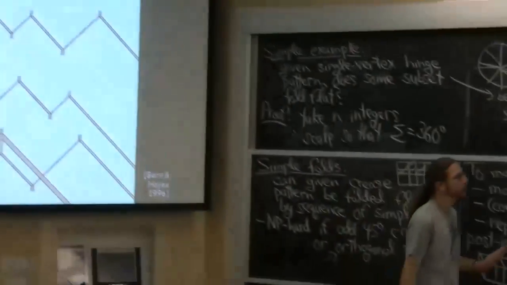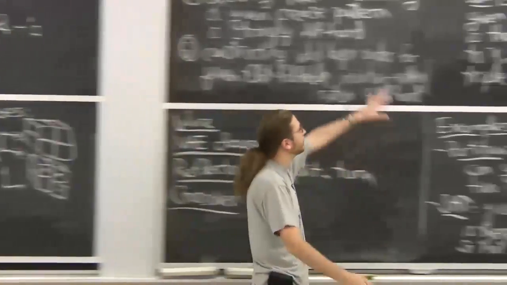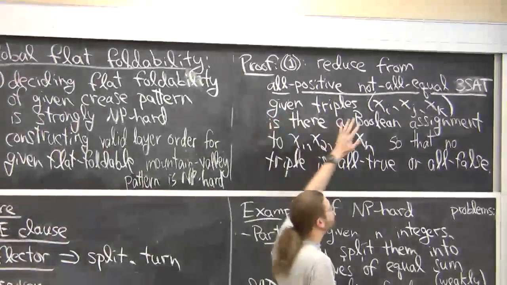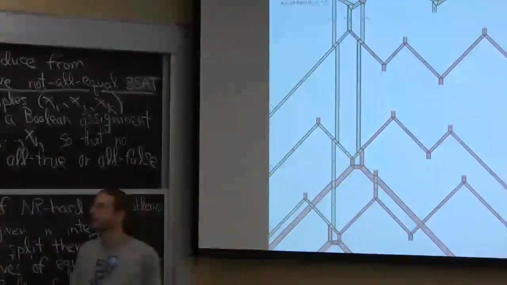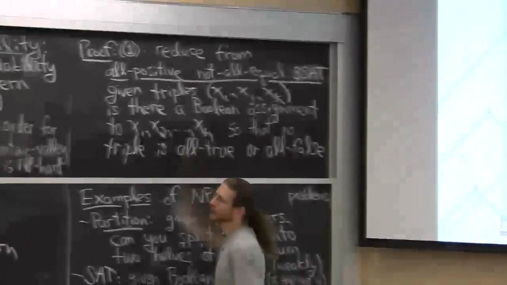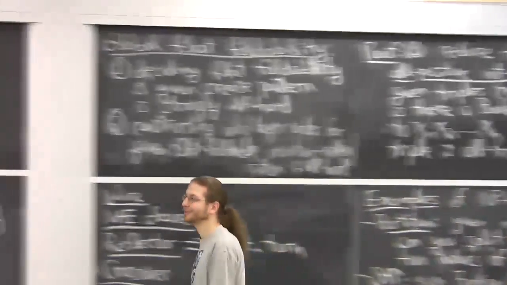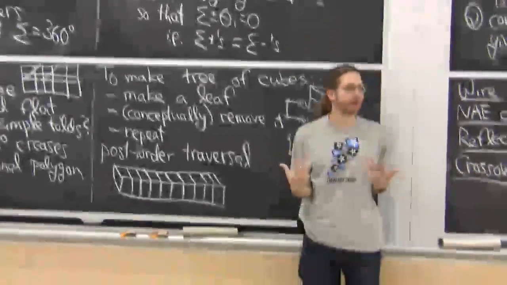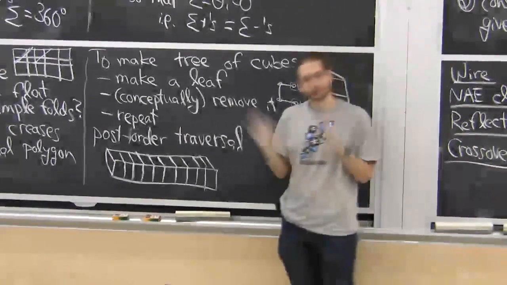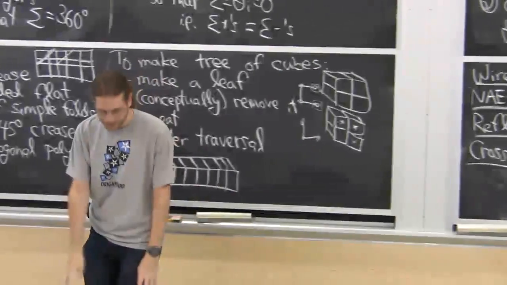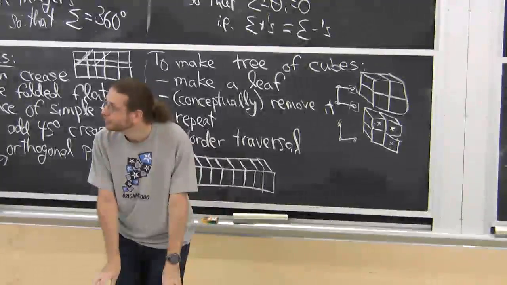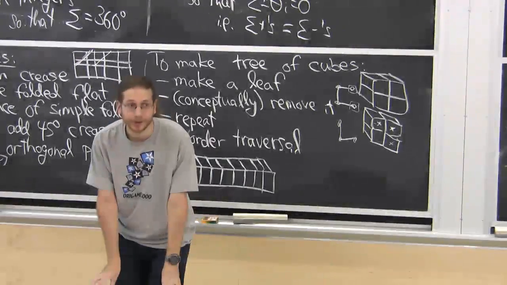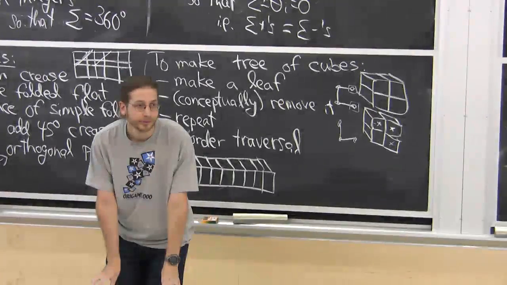Remember, we're given as input one of these not all equal 3-SAT problems. I give you a bunch of triples. I just put the wires together according to those triples. This thing will be flat foldable if and only if this formula is satisfiable. You can set the pleats so that the desired triples are not all equal. So that's pretty crazy. This is, in some sense, one of the hardest proofs that we'll see, but in the end, you get NP-hardness of flat foldability.